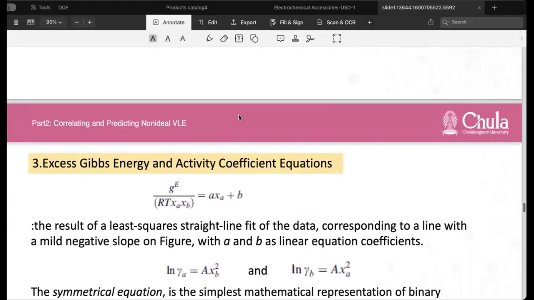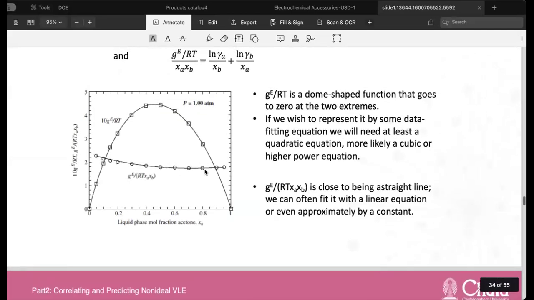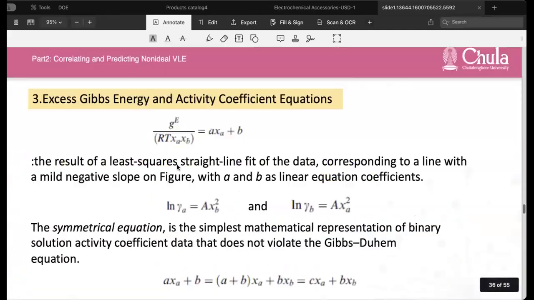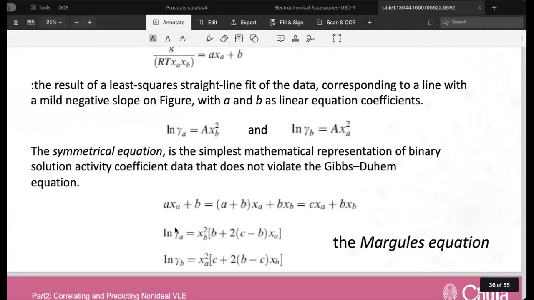Okay, so if you take two parameters, A and B, AXA plus B, from this model and this data you can do linear regression, and then you get two parameters, right? Slope and intercept. And then you will get this model instead, the Margules equation. Log gamma A and log gamma B. Log gamma A is XB squared times B plus 2 C minus B XA. And log gamma B is XA squared times C plus 2 B minus C XB.